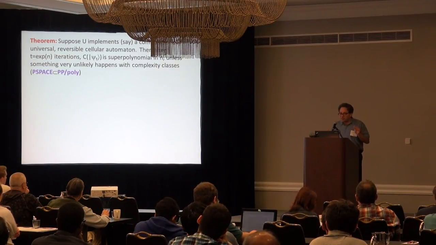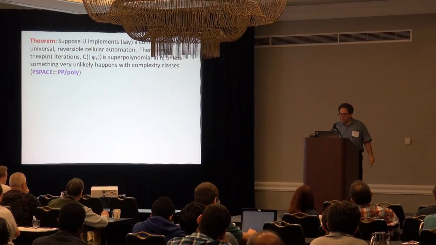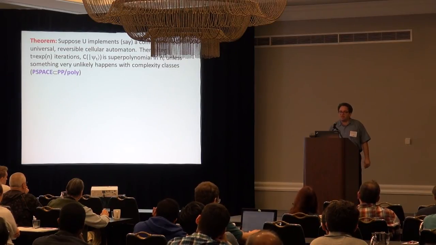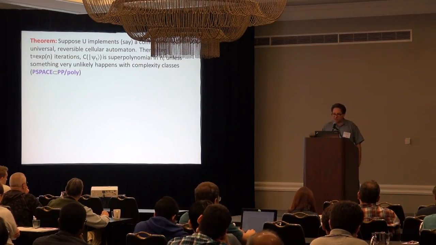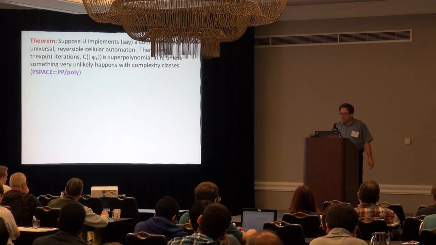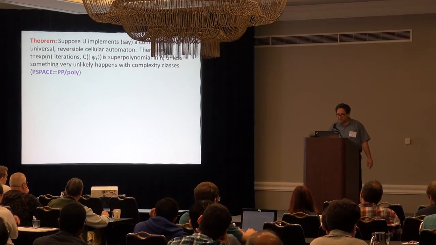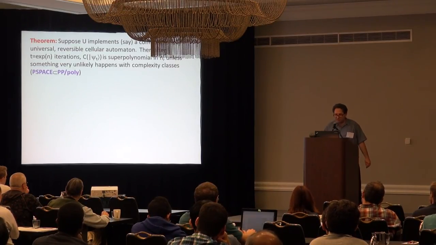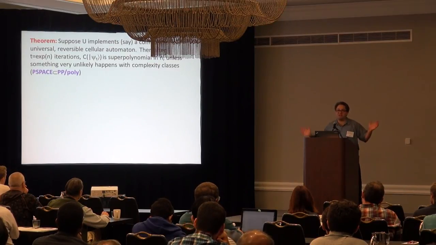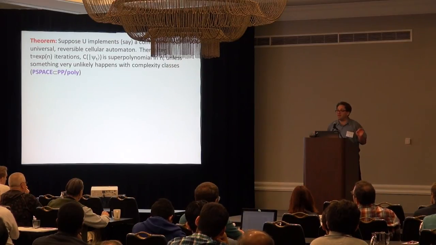Okay, but as long as U is computationally universal, and we run it on an initial state that, let's say, is n Bell pairs, then one can show that after an exponential number of iterations, the quantum circuit complexity of the resulting state will be superpolynomial in n, unless PSPACE is contained in PP/poly, which, if you know what that means, good. If not, it's bad. Okay.